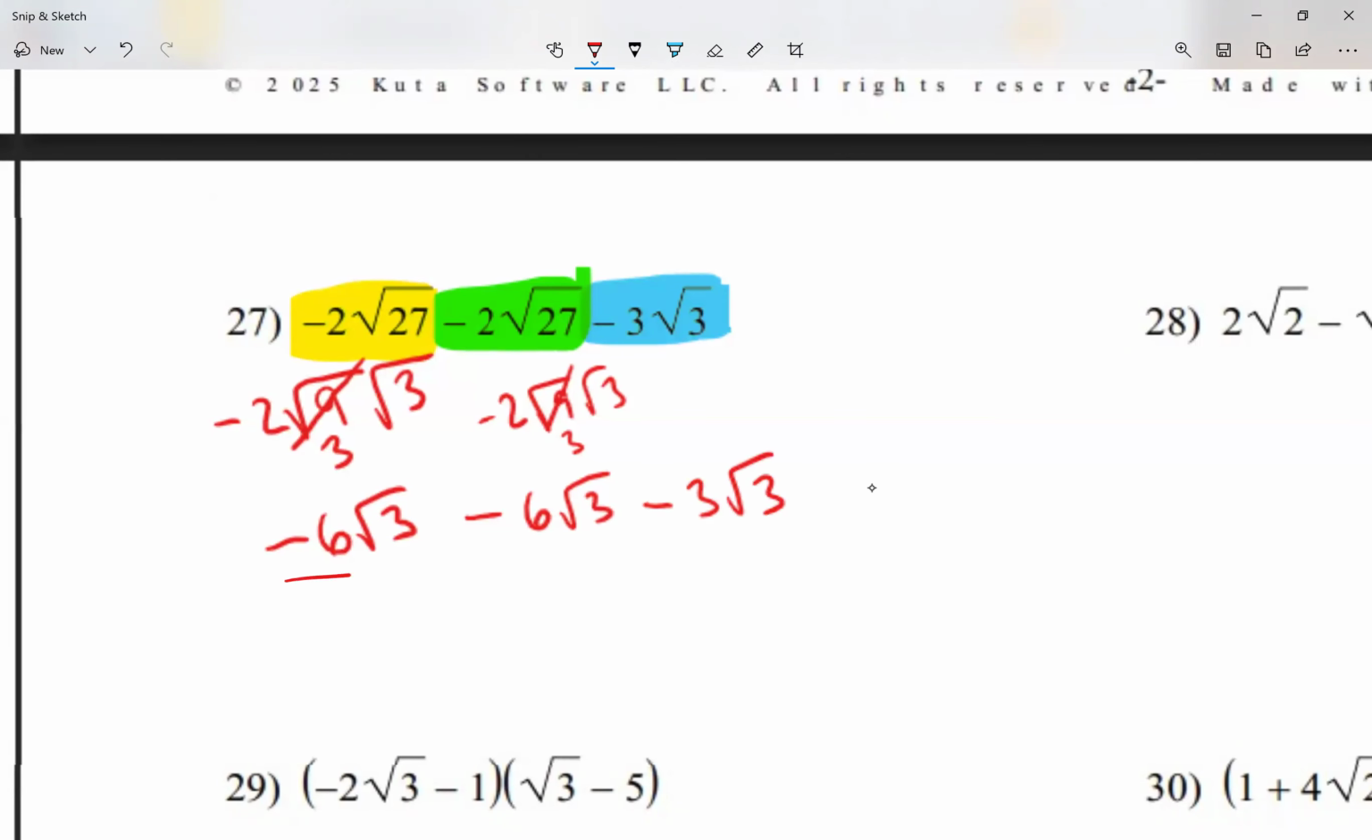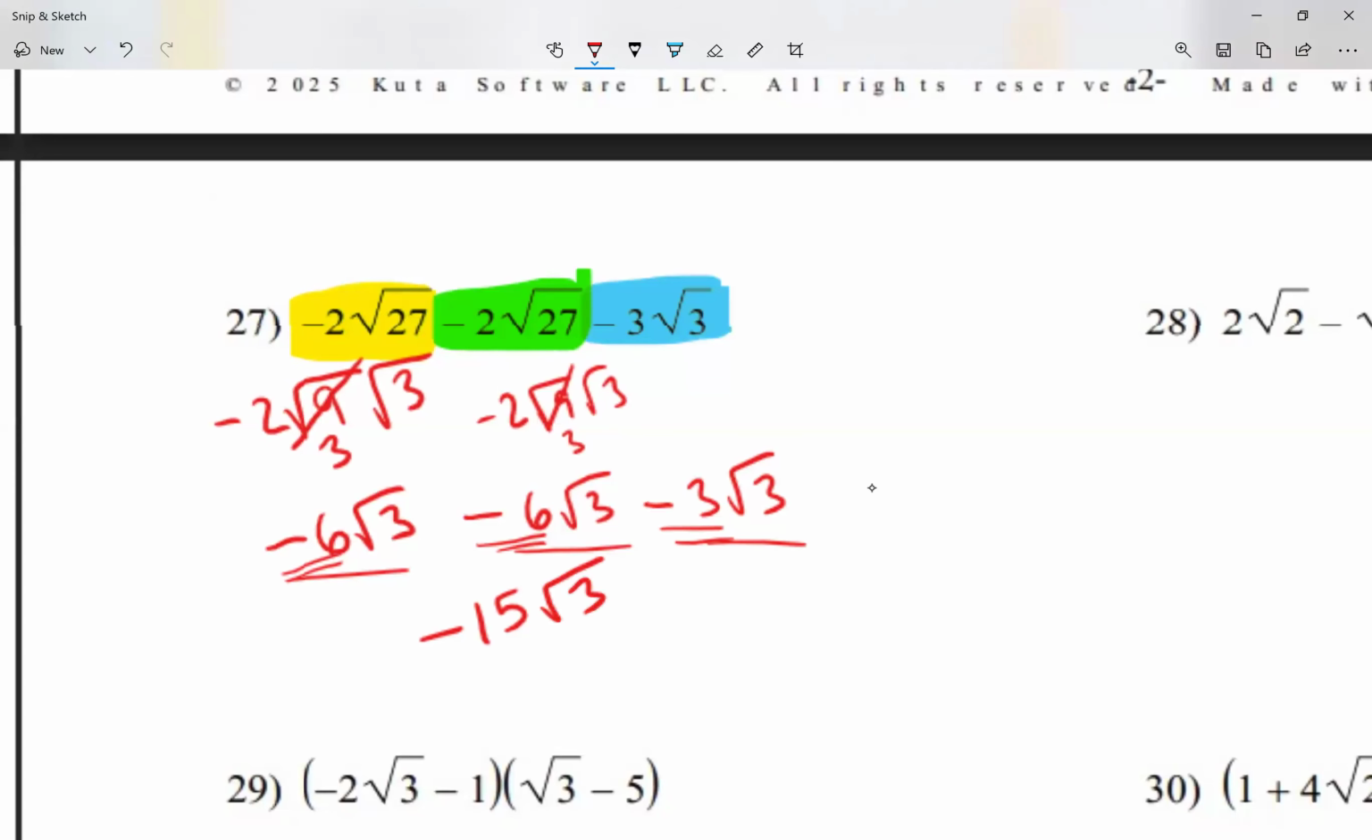Now, the cool thing on here is that they all have the same radical. So I'm going to be able to combine them all into just one term. I'm just looking at the numbers on the outside. Negative 6 with a negative 6, that's a negative 12. Negative 12 with a negative 3, that's a negative 15. So if I was writing this on paper, I can easily just go negative 15 radical 3.